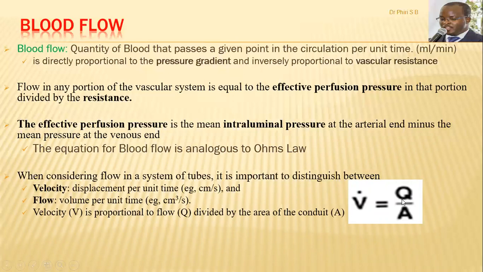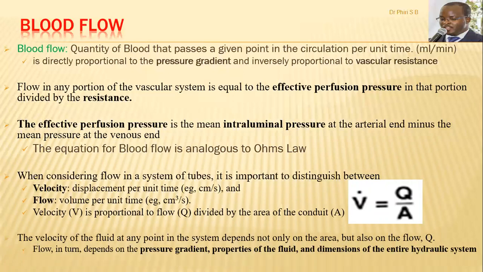But you shouldn't confuse blood flow with blood pressure. Blood pressure is different from blood flow. When you're talking about blood pressure, it is mainly the pressure that the blood is exerting on the wall of blood vessels. But with blood flow, you're talking of the quantity of blood that is moving past a given point. At a given point, how much blood is moving per unit time, that is blood flow. But the pressure which this blood exerts against the walls of the blood vessels is blood pressure.